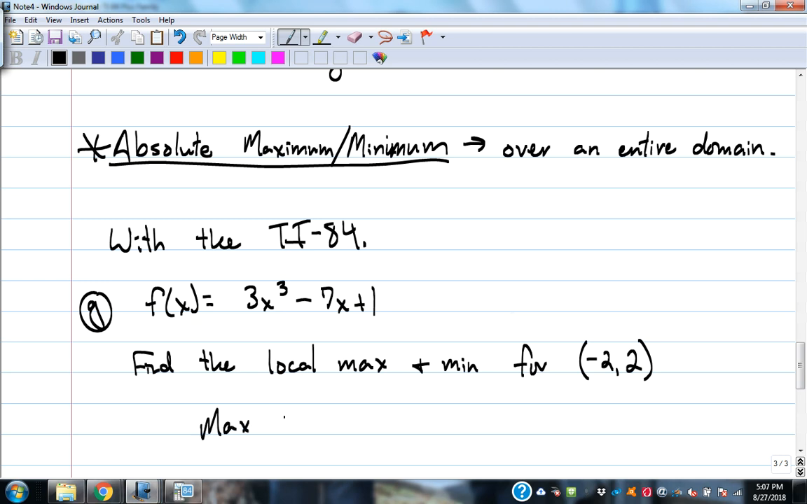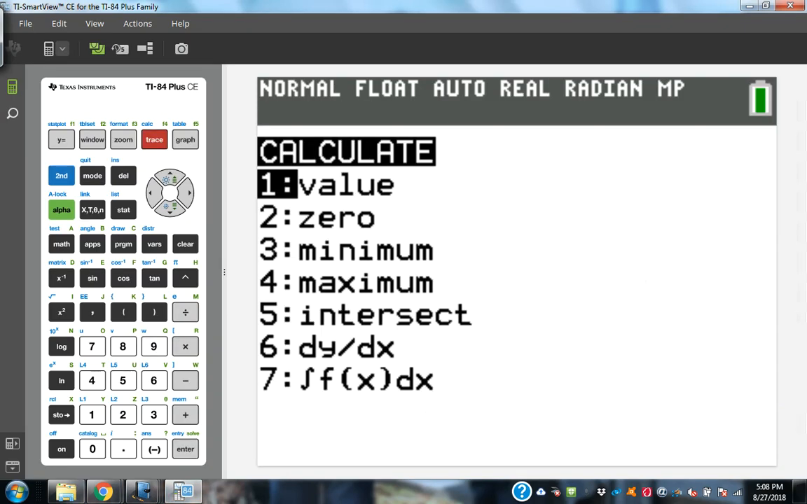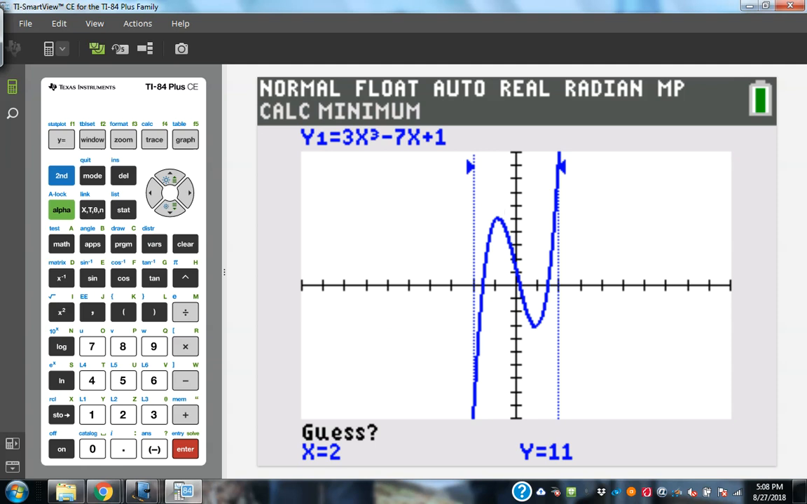Max at -0.88, 5.12. I'm going to repeat that for the minimum. Second trace, minimum, left bound's -2, right bound's +2. That's the interval they gave me. And then it asked me to guess.